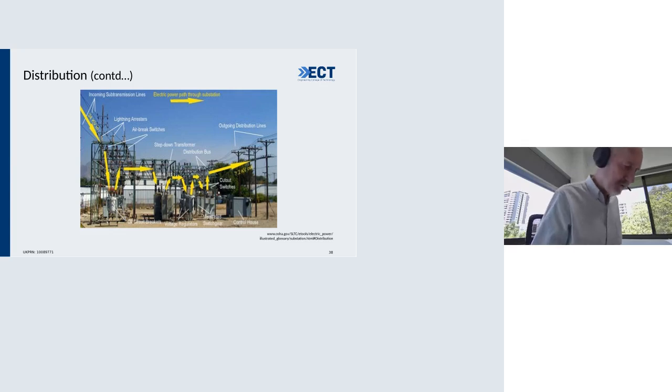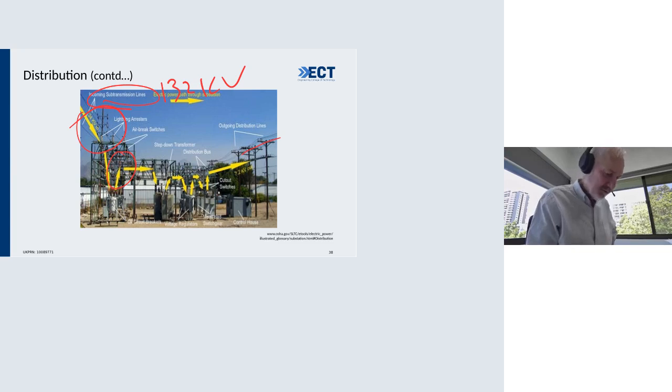And here's a typical example of a substation. Here's your voltage coming in. Lots of circuit breakers, and then of course the outgoing distribution line. So you've got your sub-transmission line coming in at 132 kV, and you're going out at 11 kV.